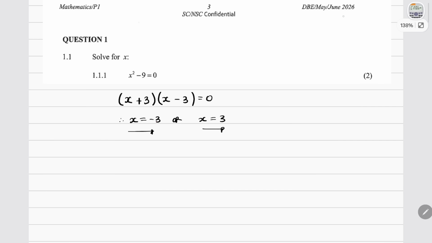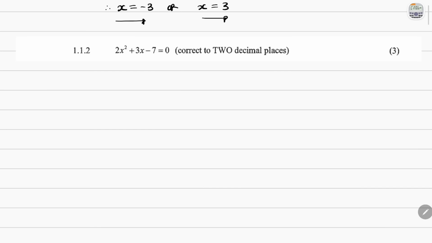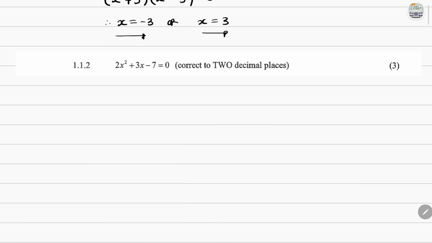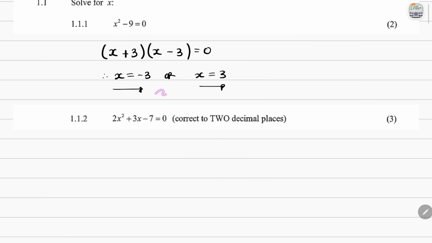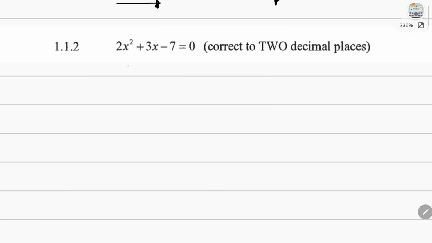Moving on to the next question. The next question, 1.1.2, we have been given another quadratic equation, but this time we need to solve for x correct to 2 decimal places. So this is going to be a quadratic equation with irrational solutions, not rational ones like these ones. So we have to use the quadratic formula. Remember that your equation is written in the form of ax squared plus bx plus c is equal to 0. So it's currently complete, and we can see the value of a, b, and c.